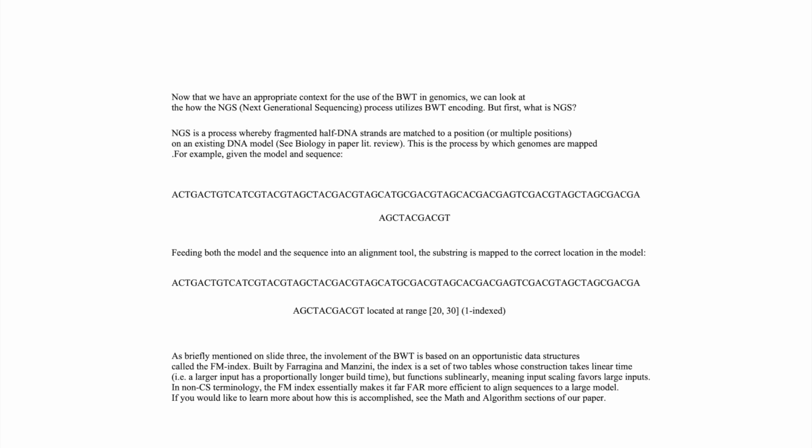Before moving on, let's address the theory behind BWT's involvement in NGS regarding last-first ordering. Two Italian scientists created a data structure called the FM index, named after themselves, Ferragina and Manzini, consisting of two tables. The tables themselves take longer to build with larger inputs, but permit nonlinear scaling of looking up substrings as matches on a larger string. In other words, the size of the input dictates the time it takes to build the table, but not the speed of table lookup. For more info on this, see the math and algorithms section of our paper. But for the sake of this presentation, this is the how as to BWT's role in revolutionizing genomics.